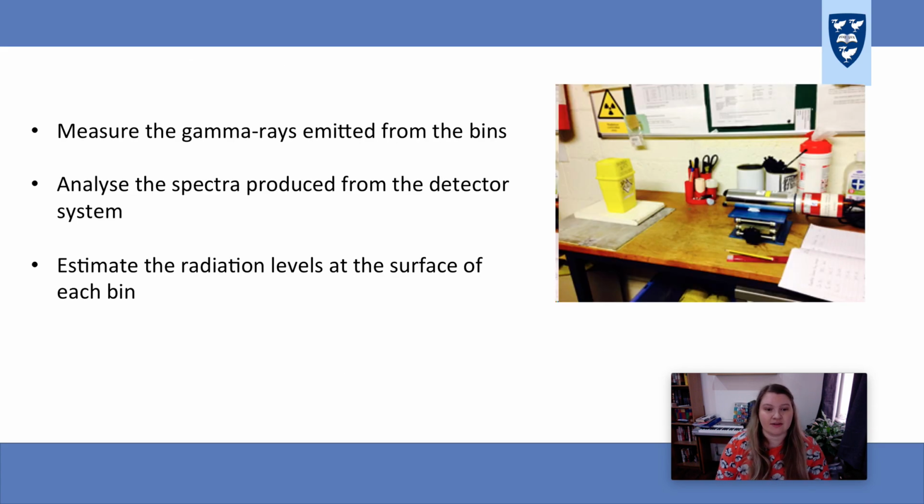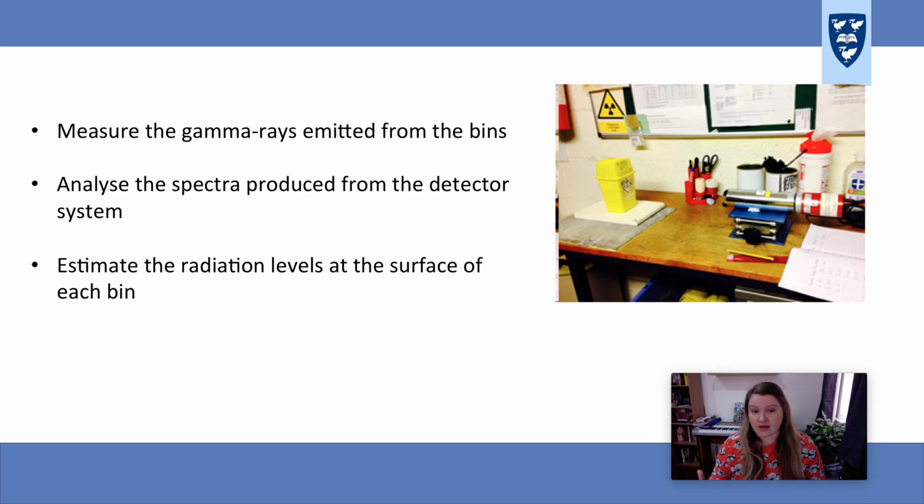So from this, I would measure the gamma rays emitted from these bins with this setup that you can see in this image. On the left is one of the smaller waste bins that the hospital had, and to the right you can see our gamma ray detector that we used, and it was great because it was portable and it allowed us to take it to the hospital and bring it back to the university for my analysis.